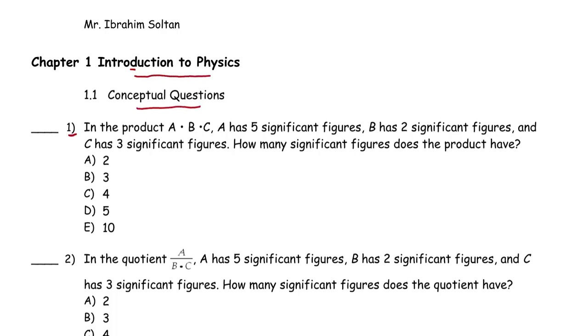Number 1. In the product A times B times C, A has 5 significant figures, B has 2 significant figures, and C has 3 significant figures. How many significant figures does the product have? You must know that in multiplication and division the product has significant figures similar to the least significant figures. The least here is 2. So the answer is letter A.